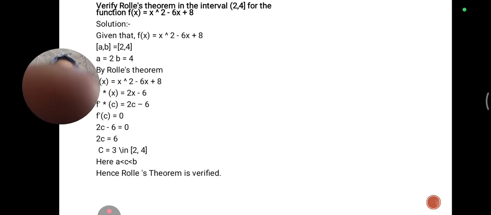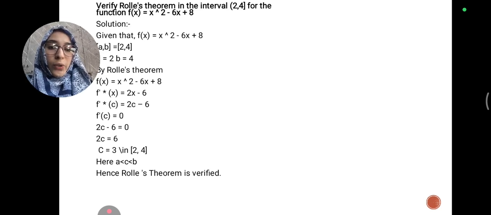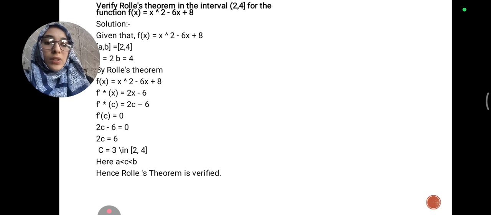By Rolle's theorem, f of x is equal to x square minus 6x plus 8, and f dash of x is equal to 2x minus 6 after differentiating. Then f dash of c is equal to 2c minus 6, and f dash of c is equal to 0. So 2c minus 6 is equal to 0, 2c is equal to 6, and c is equal to 3, which lies in 2, 4. Here a is less than c is less than b, hence Rolle's theorem is verified.